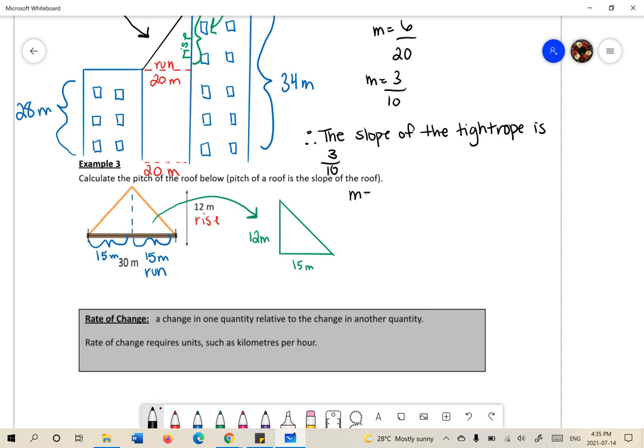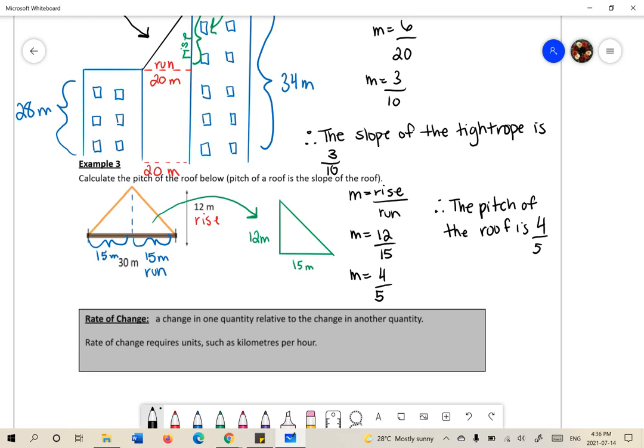Slope is equal to rise over run, which is equal to 12 over 15, which is equal to 4 over 5. Therefore, the pitch of the roof is 4 over 5. So that was a review of slope, finding slope in words.